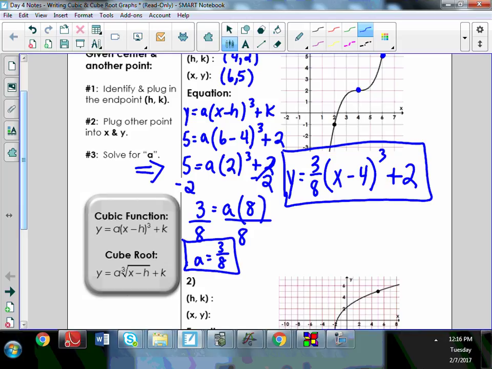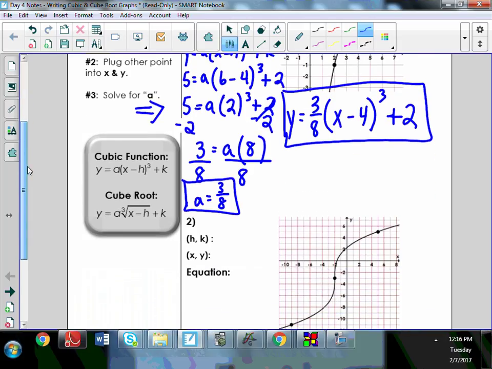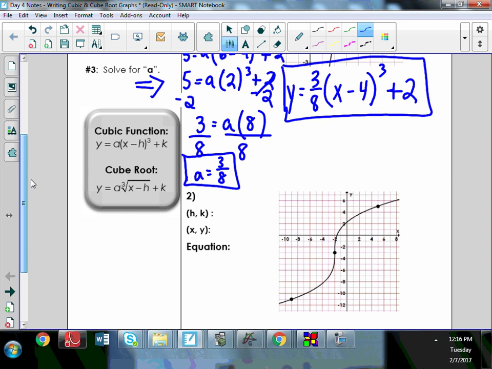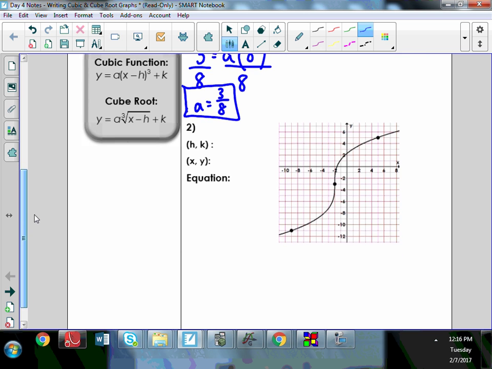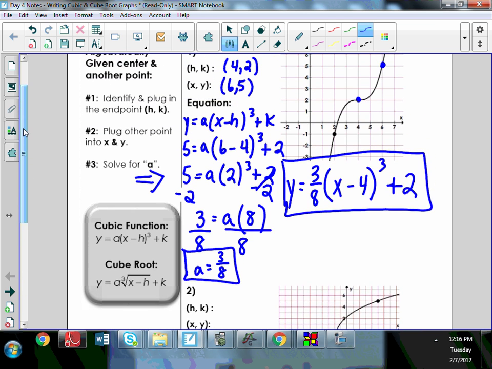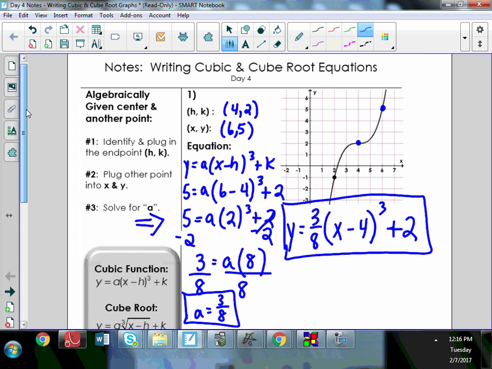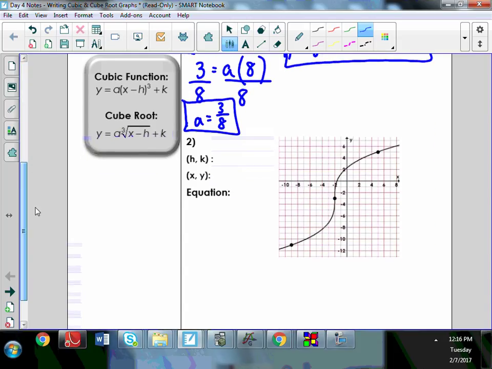Sometimes, so let's look at number 2. That's a good question. So sometimes there'll be fractions. Sometimes it might be a whole number, but maybe it's one that you just can't be certain of, that you have to verify. So the first one we did was an example of a cubic function. What kind of function is this one? It's a cube root because it's going left and right. So I'm going to use the other equation this time for a cubed root.